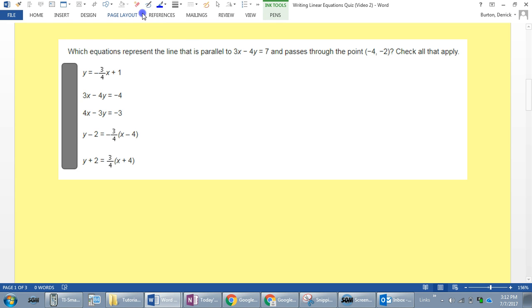All right, this problem is almost the same. But this time, it's not multiple choice. They have answers in different forms, and it could be more than one. But we're going to go through the same process. Let's take this original equation and get y by itself. If I subtract 3x from both sides, then that's going to give me negative 4y is equal to negative 3x plus 7. Does that make sense so far?